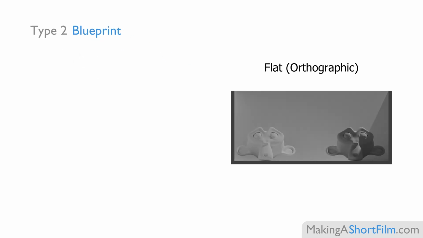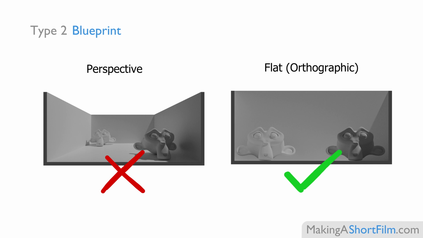The second type of concept art are the images that will be used directly as a kind of template in the creation of the film, basically a blueprint. When making images like this, we want them to be completely flat in the sense that they have no perspective. This means that no matter how far something is from the camera, it appears the same size. The image shows the real size of everything, with nothing being distorted by the camera.